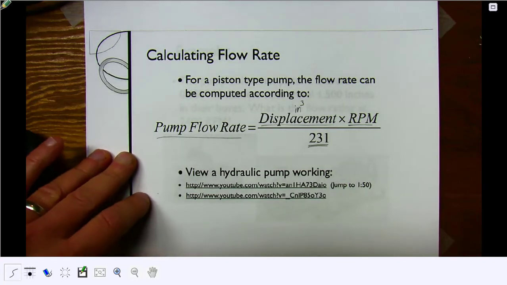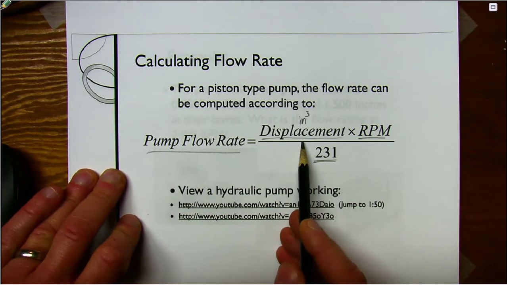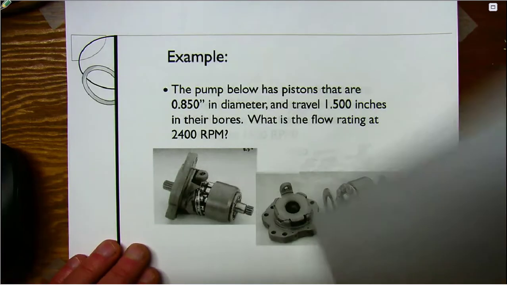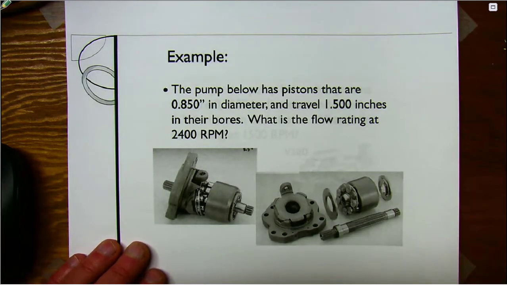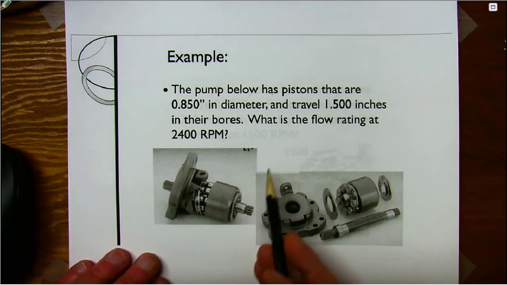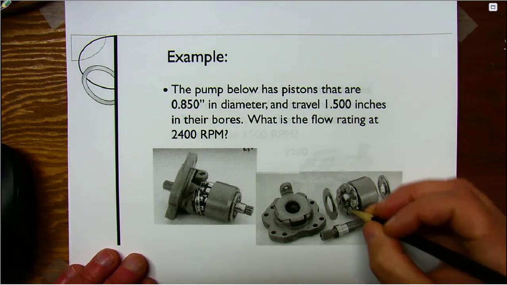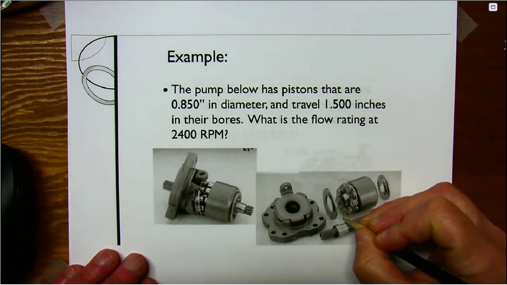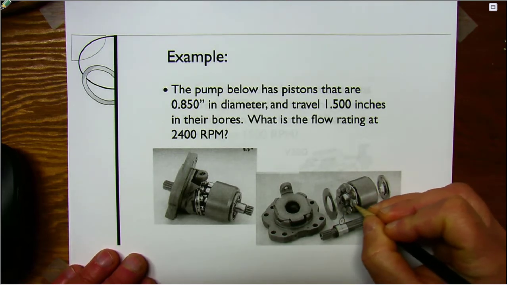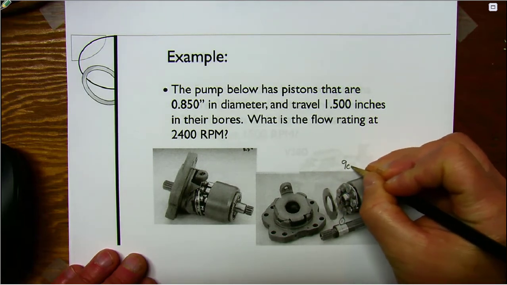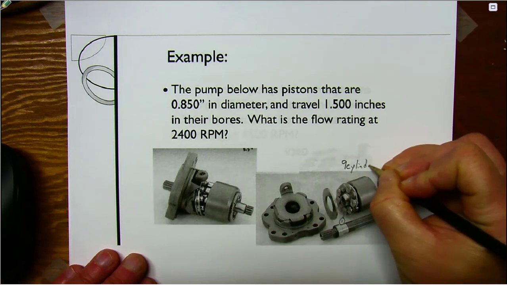Okay, so getting back to business here, flow rate is the displacement in cubic inches times the RPM divided by 231. Let's take a look at an example. Here's a nice simple case. The pump below has these pistons in here, and it doesn't say how many, but we can count them. There's number 1, 2, 3, 4, 5, 6, 7, 8, 9. This is a 9-cylinder hydraulic pump.